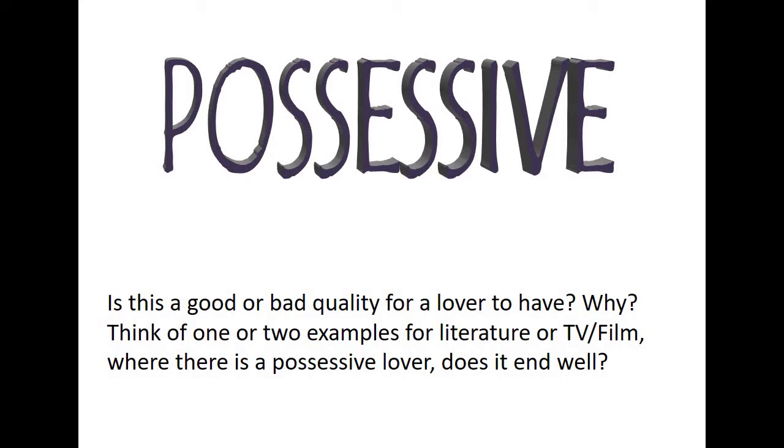If you can, think of one or two examples from literature or TV or film where there is a possessive lover. And does it end well? Who's the possessive lover? What happens with that? Does that work out being something very good? Does it cause lots of problems? Does it mean things end badly? Think about those examples and just note them down.